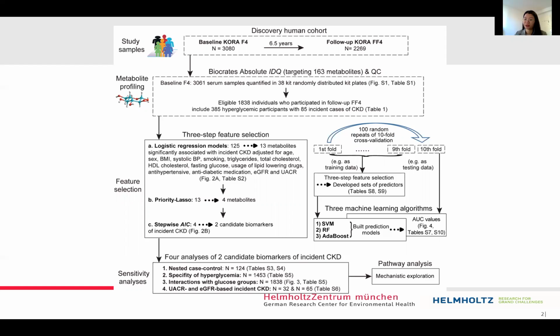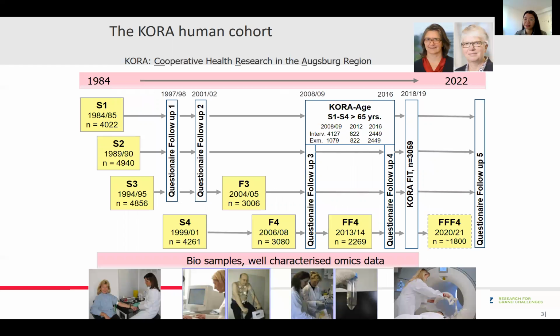This is the workflow, and I will start with the cohort we use. Our Institute of Epidemiology is running the KORA cohort, which is a population-based study conducted in the area of Augsburg. 4 surveys with more than 18,000 participants have been conducted since 1984, with follow-ups for more than 30 years. In this study, we use F4 as baseline.